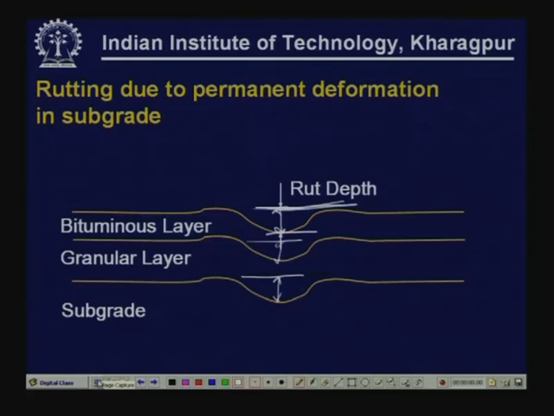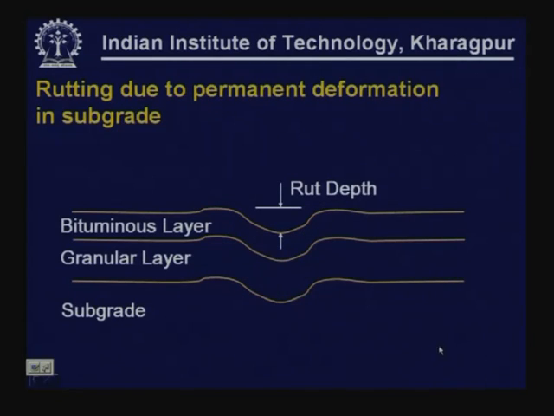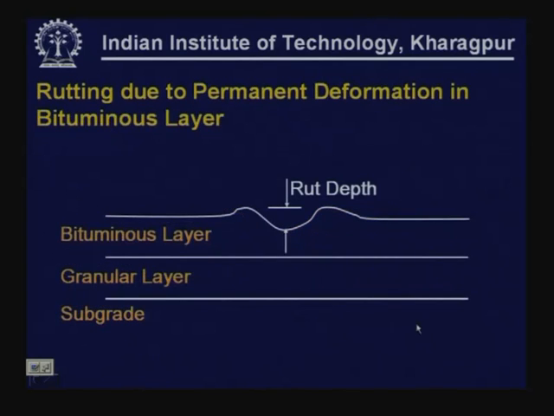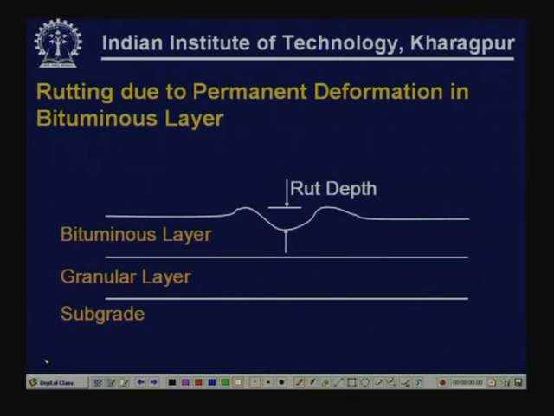The next sketch shows the permanent deformation or rutting that is occurring at the bituminous surface because of permanent deformation occurring in bituminous layers itself. As you see here, no permanent deformation is indicated either in subgrade or in granular layer, but there is permanent deformation seen in bituminous layers. So, that is what is reflected as a rut depth on the pavement surface.